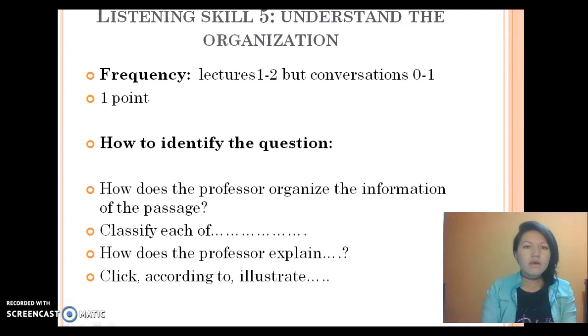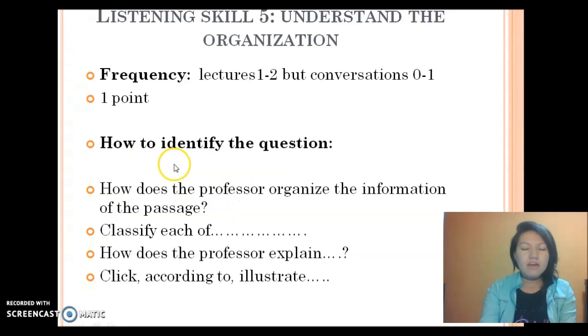Number 2. Now I'm going to talk about listening skill 5, understand the organization. This question is about how the ideas are organized in the passage or how they are related to the main topic. So we can find from 1 to 2 questions in lectures, but in conversations we can find just from 0 to 1 question. It is scored over 1 point.